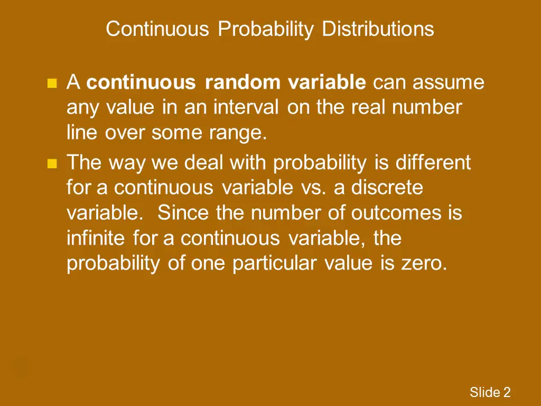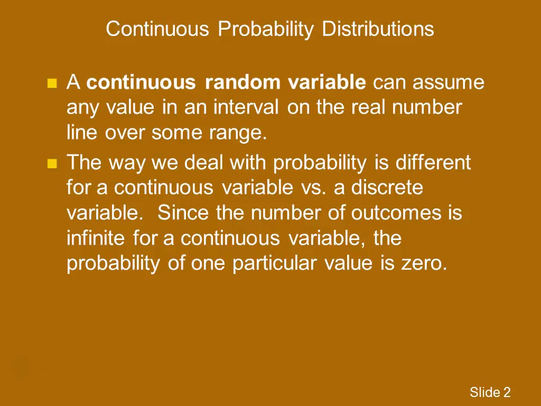Recall from an earlier module that a continuous random variable can assume any value in an interval on the real number line over some range. That means that the number of outcomes possible for a continuous random variable is infinite. Well, since the number of outcomes is infinite, it effectively means that the probability of any one particular outcome is zero. So we're not going to really be able to talk about the probability of a specific outcome the way we could with a discrete variable.